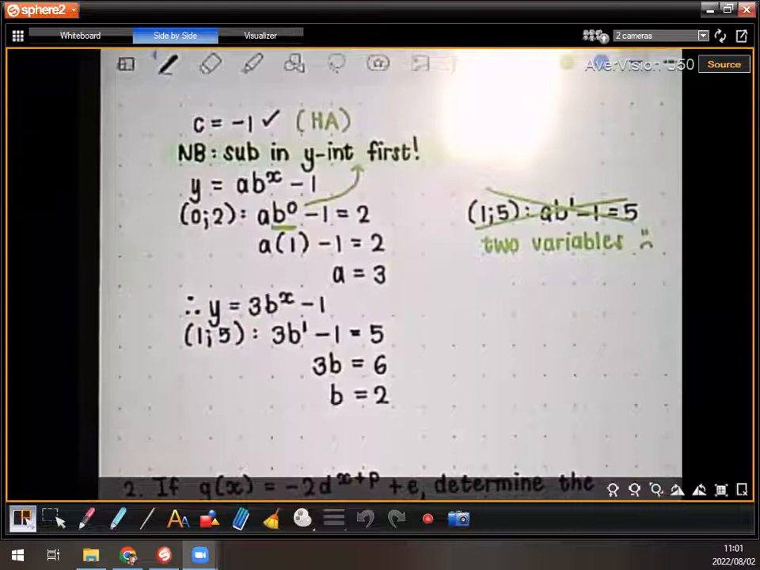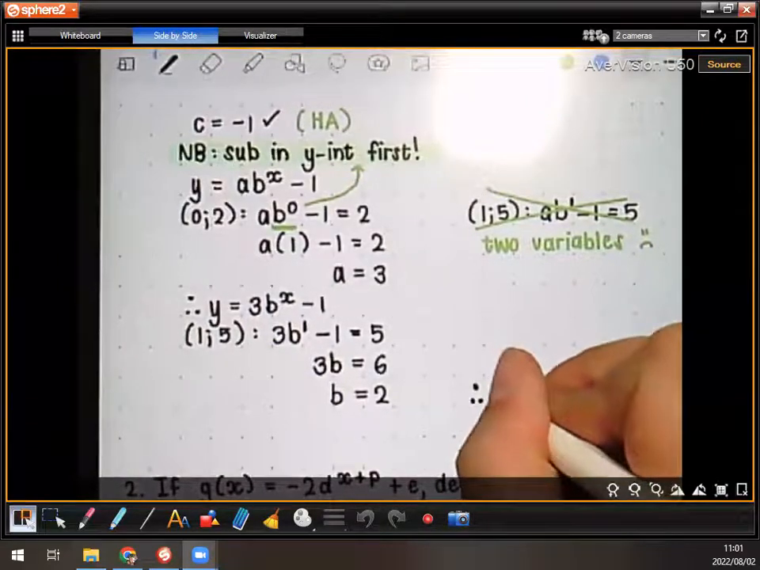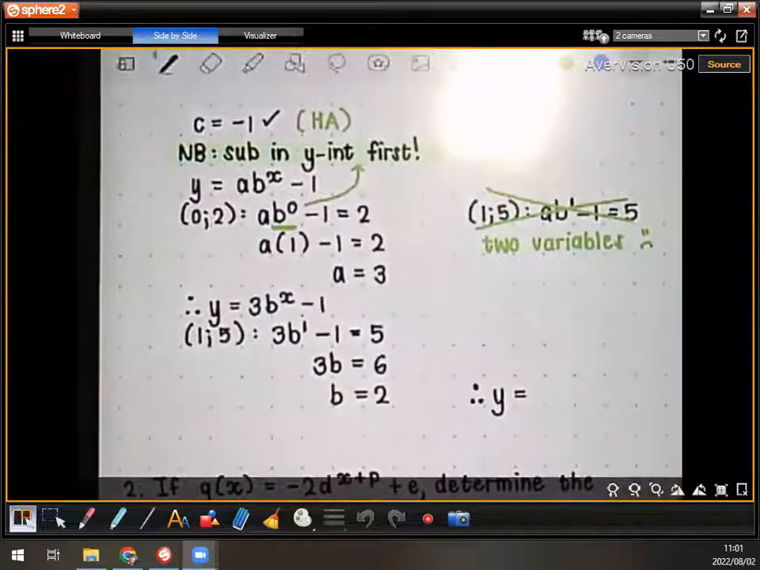Now guys, for this example, you actually could have stopped there because they just asked you to solve for A, B, and C. But it is good if you just write your equation down because sometimes you're going to have to use it later on.